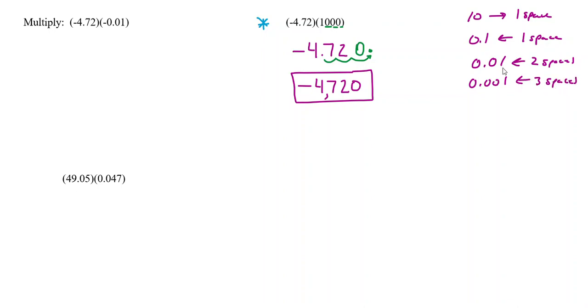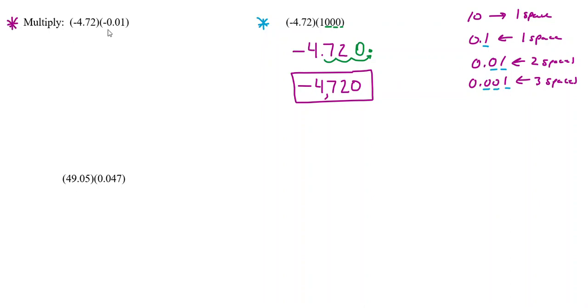Now, why is it 1, 2, and 3 spaces? It doesn't seem to be following the same rule as multiplying by 10s, where you moved it over as many spaces as there were zeros. Here, we're moving it over as many spaces as there are decimal places. Again, it has to be 1 with a bunch of zeros. So there's 0.1, which is 1 space after the decimal, 2 spaces for 0.01, 3 spaces for 0.001. Okay, so that's the rule, and we'll apply that rule here on the first question.